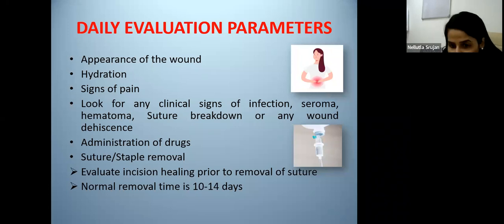How much is the duration of time for the suture removal? These are the simple questions that the patient or the attenders keep on asking. So all these inquiries and queries have to be addressed by clearing all their doubts. Usually a post-operative patient comes to the OPD after 7 to 14 days.